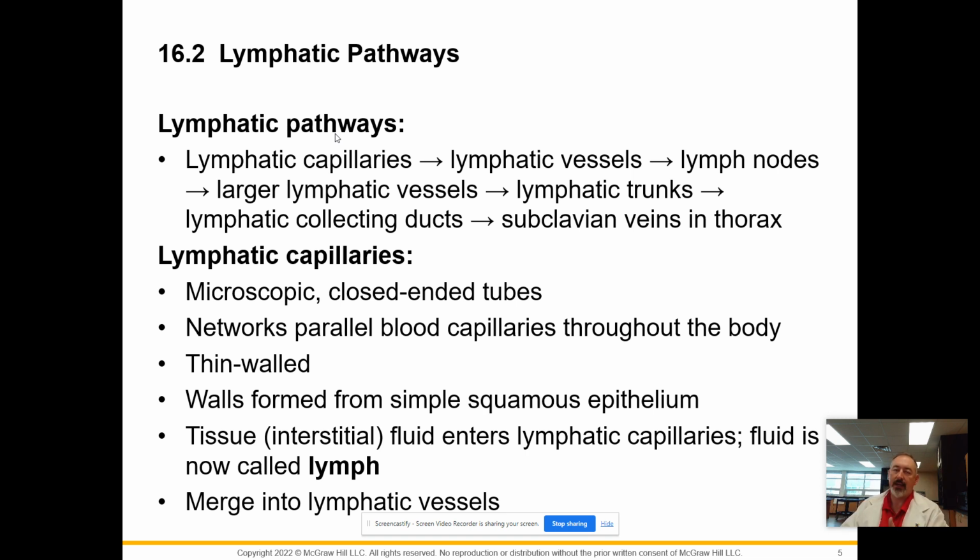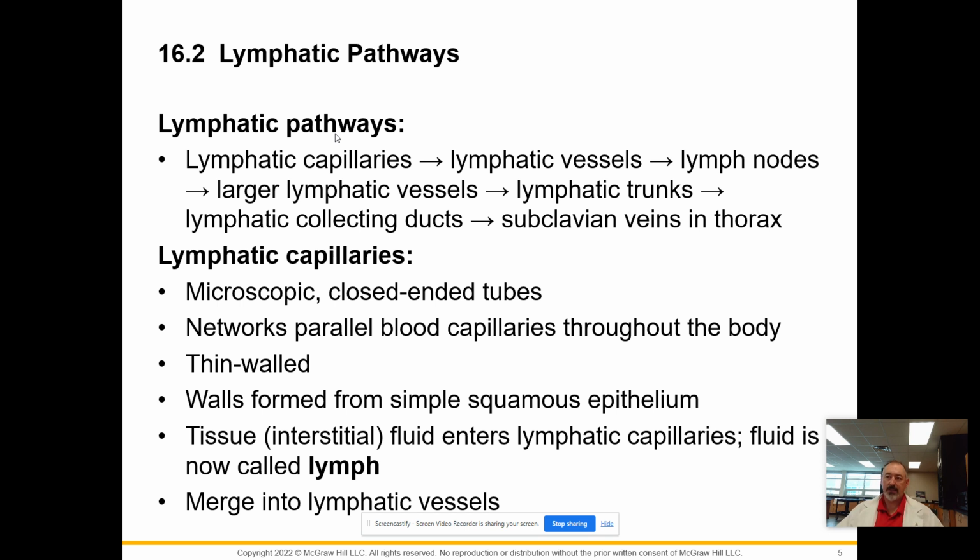So we have lymphatic capillaries. Lymphatic capillaries are going to lead to the vessels. The vessels are going to lead to the lymph nodes. Lymph nodes are going to lead to the larger lymphatic vessels. Then you're going to have your trunks, lymphatic collecting ducts, and then you're going to have the subclavian veins in the thorax. Both the left and the right subclavian veins are involved, but not equally.